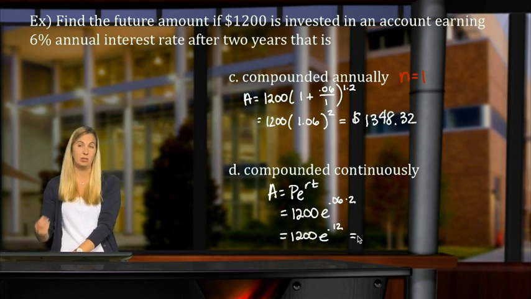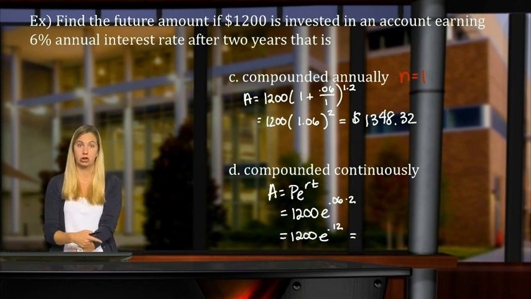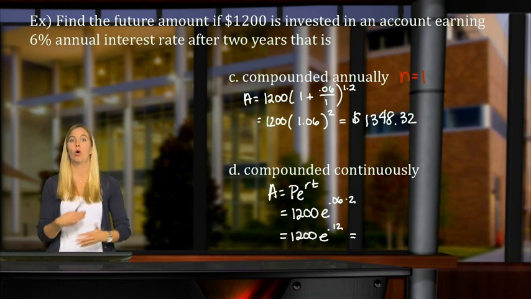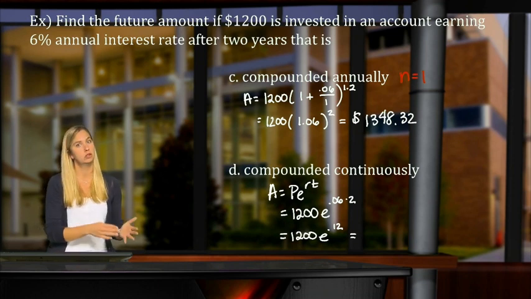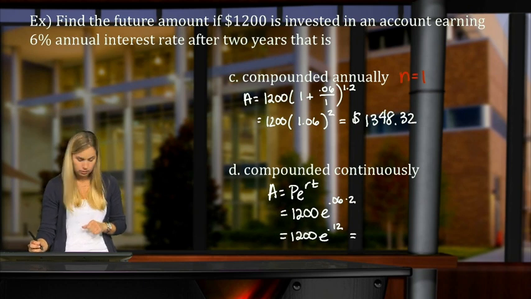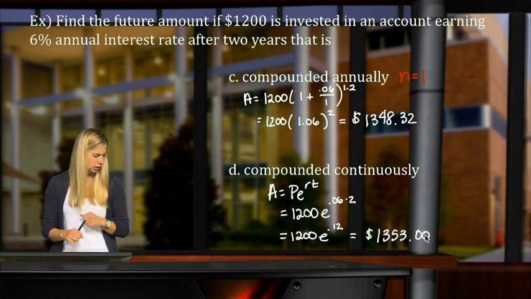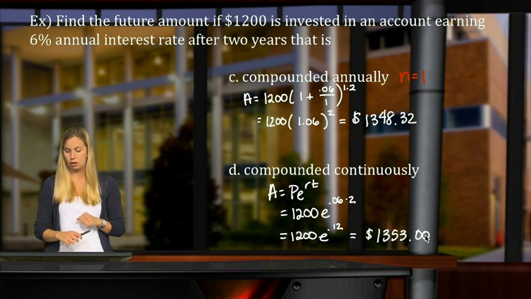We should get an amount that's even higher than our first initial amount when we compounded monthly. Compounding continuously is always compounding, so way more than 12 times per year. We get $1,353, and it rounds out to an even $1,353.